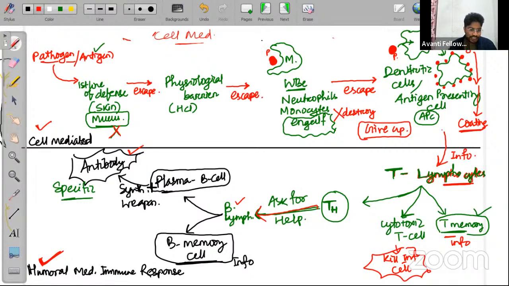So this immune response, which starts from T lymphocyte to antibody, is your humoral mediated immune response, and this immune response is your cell mediated immune response. I hope this is clear to everybody. Take a screenshot of this one, make a note of this one.